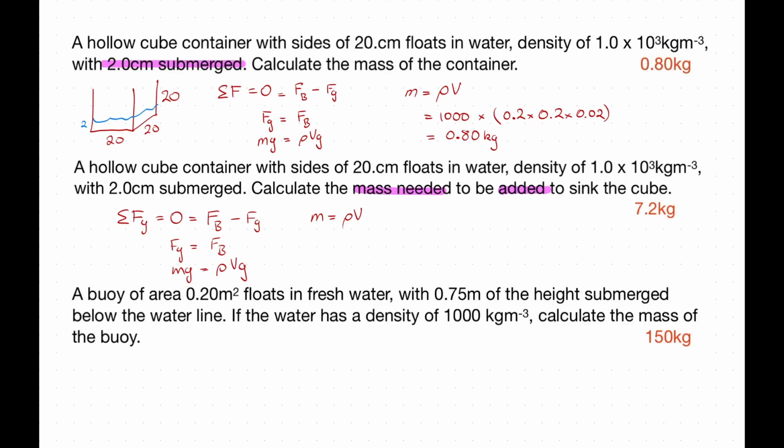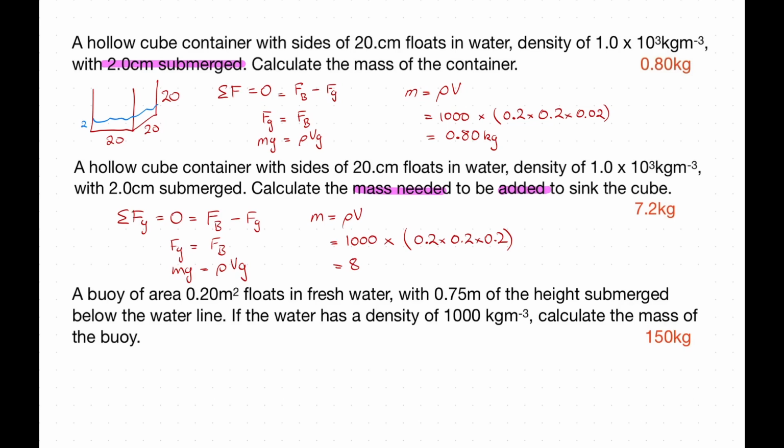Now we know that the entire cube is going to be submerged. We can say that our rho, our density, so 1,000, times by the entire volume of the cube. So 0.2 times 0.2 times 0.2. And this is going to be equal to 8.